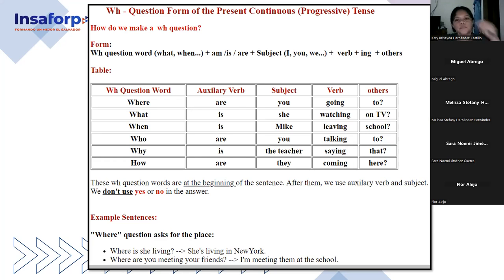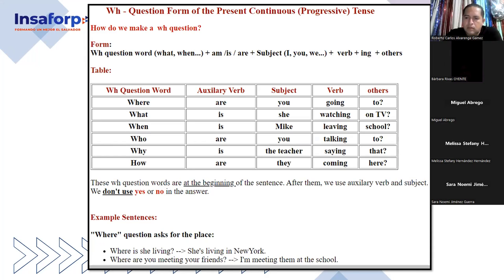Yes. Okay. Katy, what are you drinking? ¿Qué está bebiendo? What are you drinking? I am drink water. Drinking. I am drinking water. Very good. Drinking water. Correct. Perfect. All right, let's continue then.